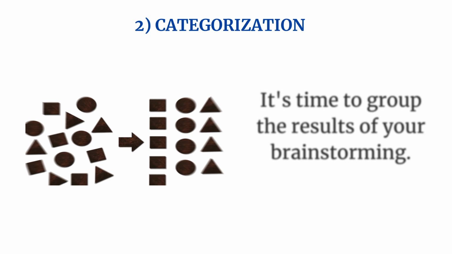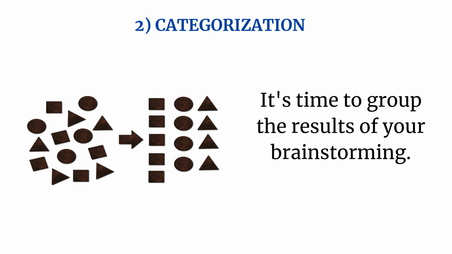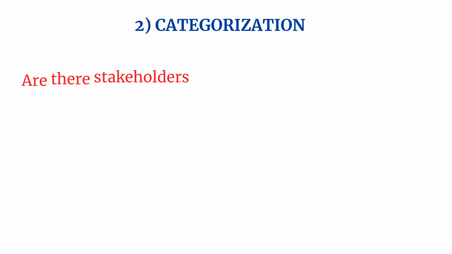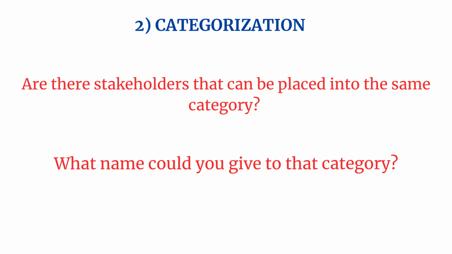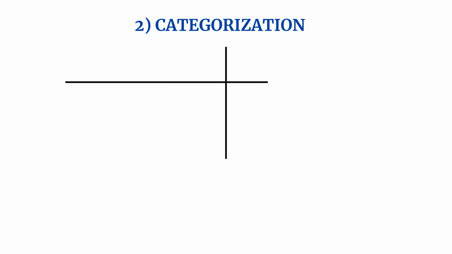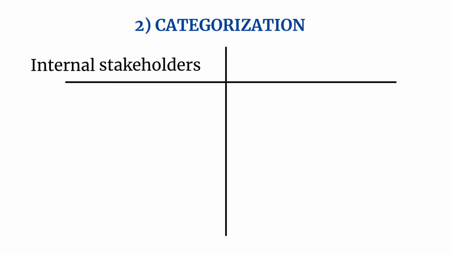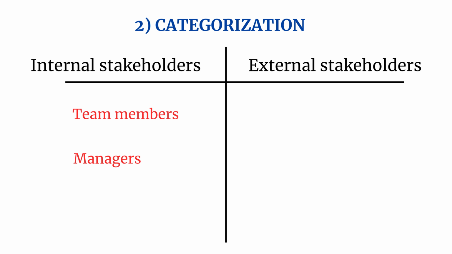2. Categorization. Now it's time to group the results of your brainstorming. Are there stakeholders that can be placed into the same category? What name could you give to that category? For example, we separate them into categories like internal stakeholders, team members, managers, and external stakeholders, customers, community, suppliers. This helps us better understand their roles.